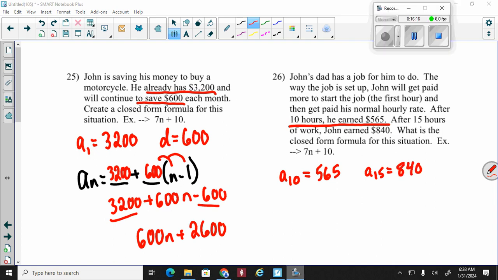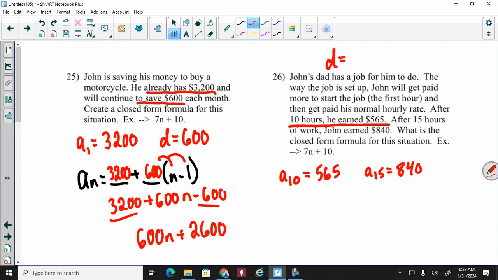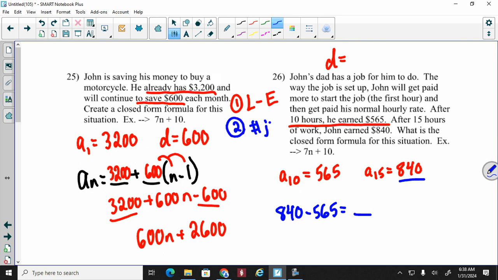All right. So first thing I need to do is find my common difference. Now, this is an arithmetic sequence. So remember, step number one, take the later term subtracted by the early term. So the later term is 840. So 840 minus 565 is going to give me a number. And then step two is I'm going to divide by the jumps. So that's my 10th term, that's my 15th term. So after I subtract, I'm going to divide by 5 to get my common difference.